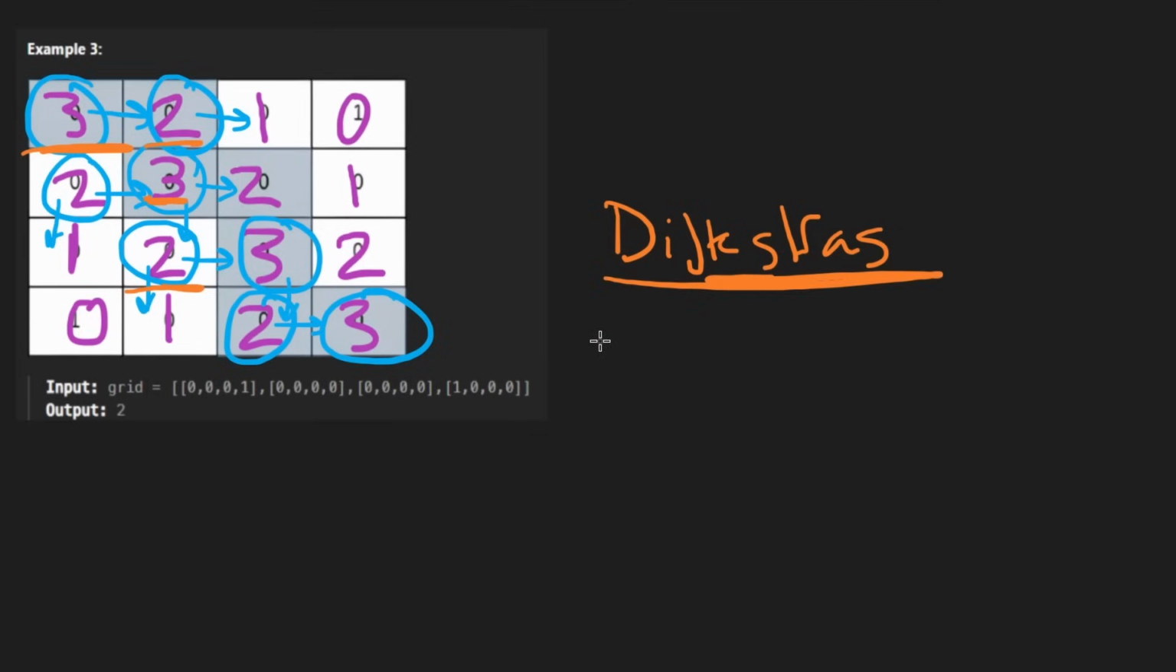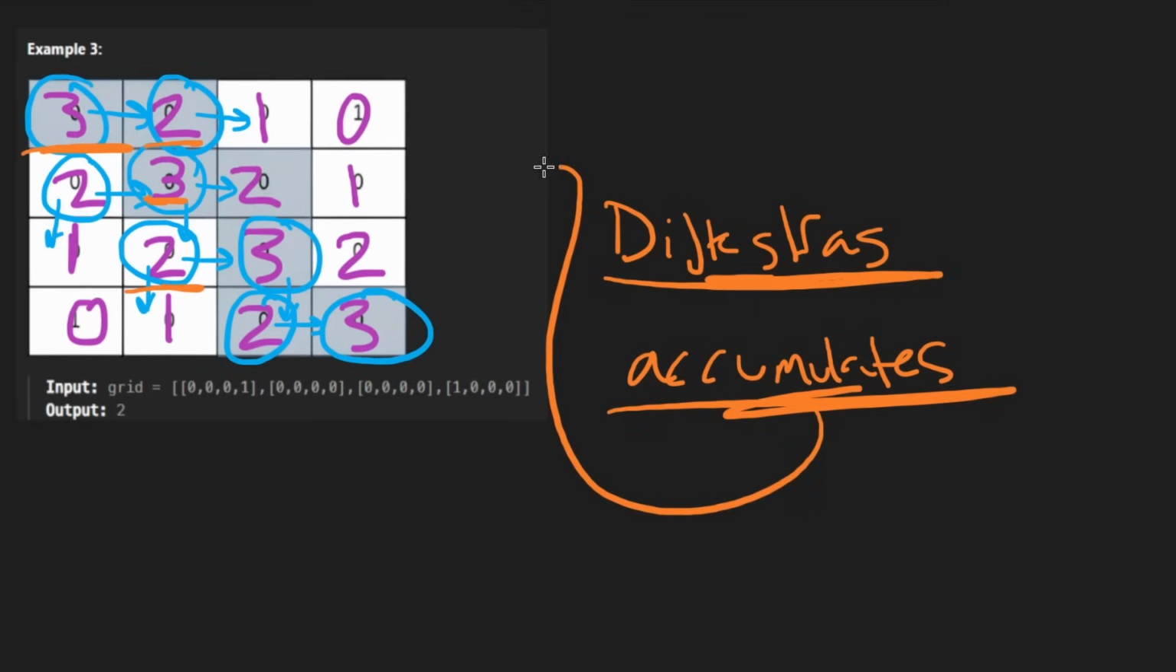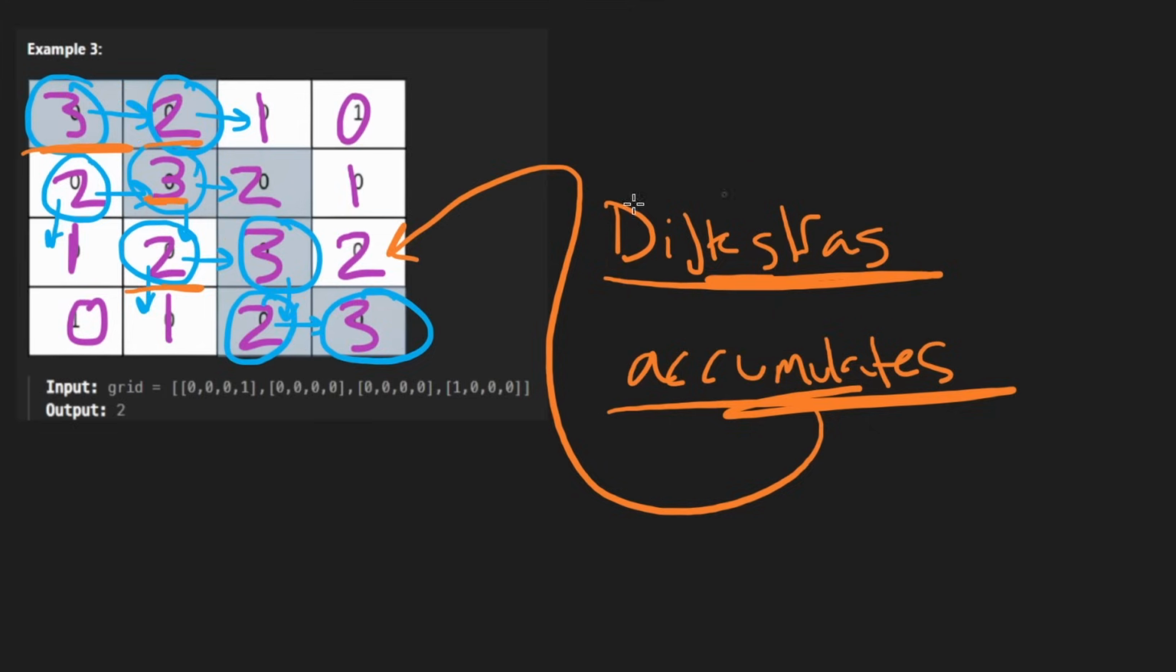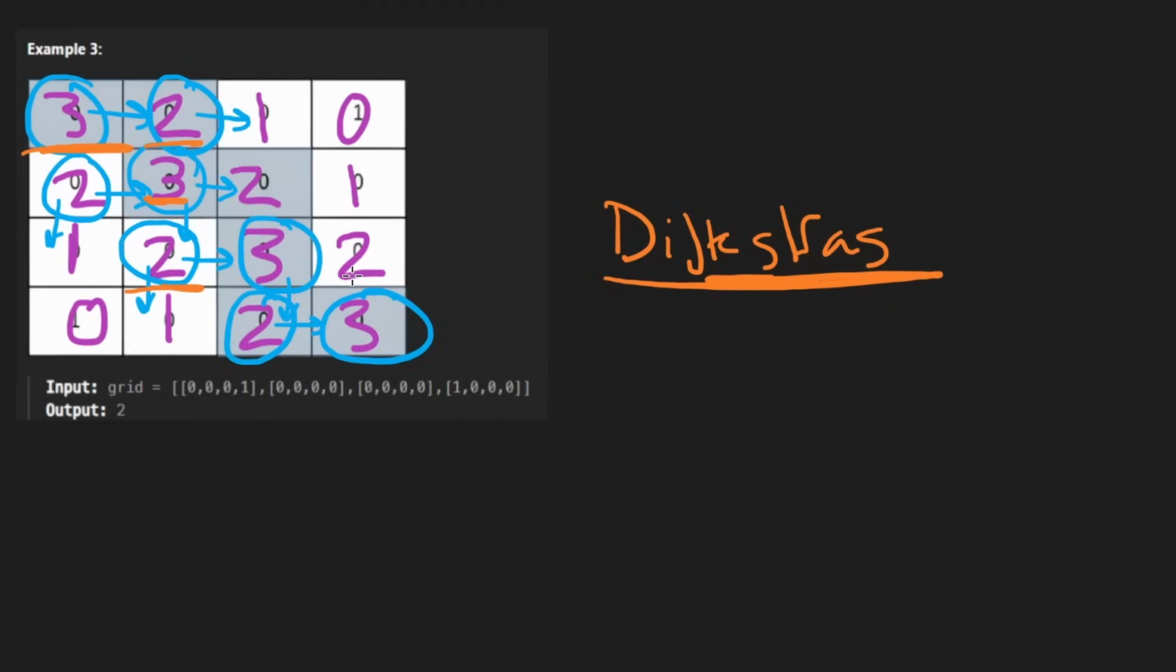Well, this is why it's a modified Dijkstra's approach. We know that Dijkstra's is a shortest path algorithm. In a sense, Dijkstra's accumulates values, like it accumulates distances. In this problem, we are not accumulating anything. We're not adding up the total of this path. At that point, it would literally be the same as Dijkstra's algorithm, but this is modified. This is different. We're actually paying attention to what was the minimum value that we saw.